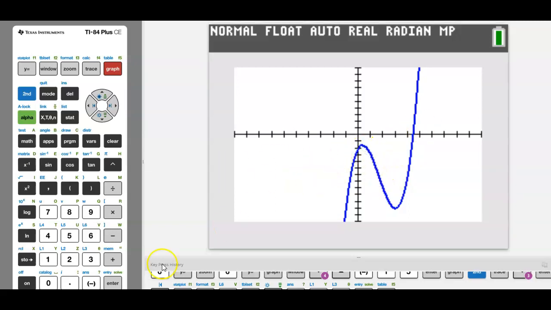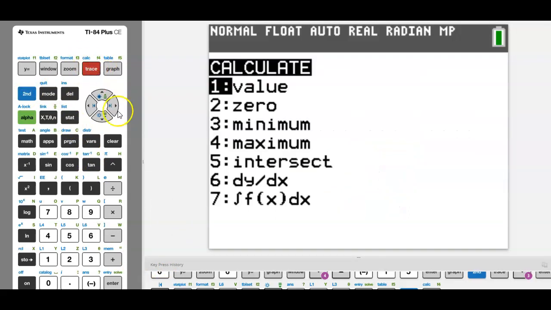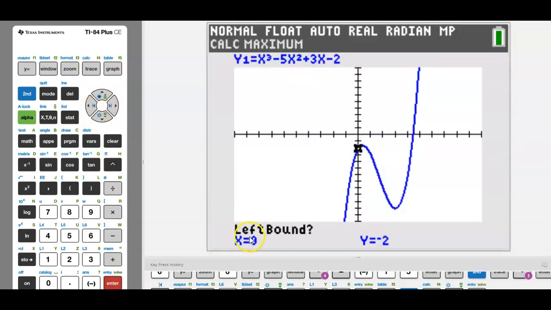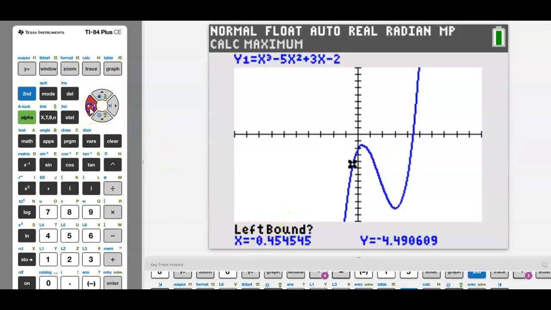So let's find the one on the left here first. And I'm going to use second trace, which is our calculate menu. I'm going to go to the maximum function here. And it says, give me a left bound. So remember, I just want to kind of put this maximum between 2 vertical lines. So the first one, I want to make a left vertical line. I hit enter. I want to make a right vertical line, enter.